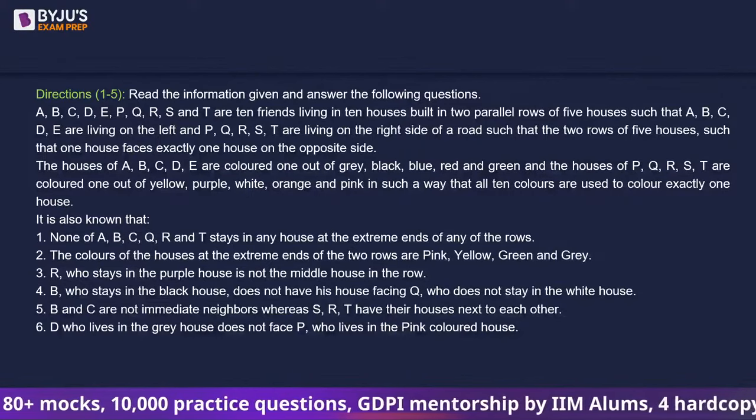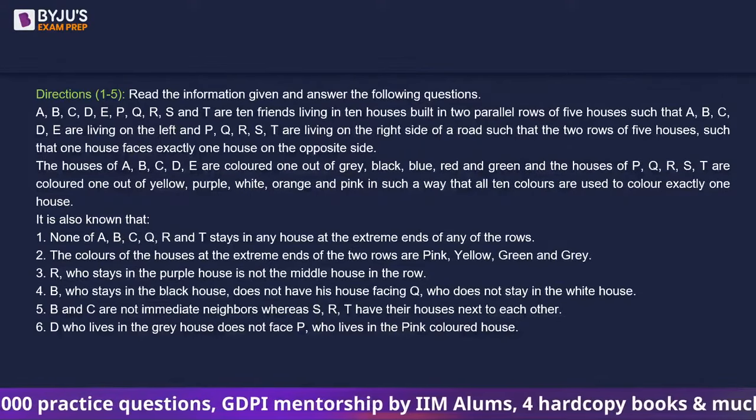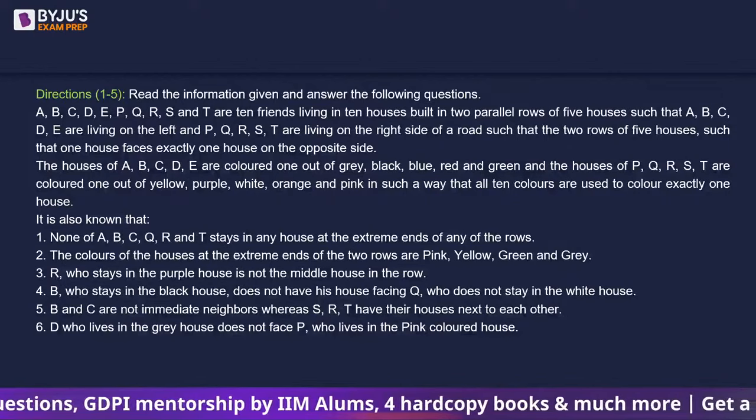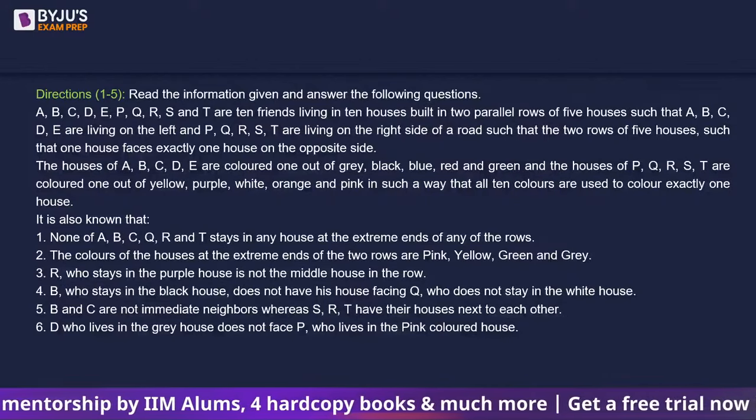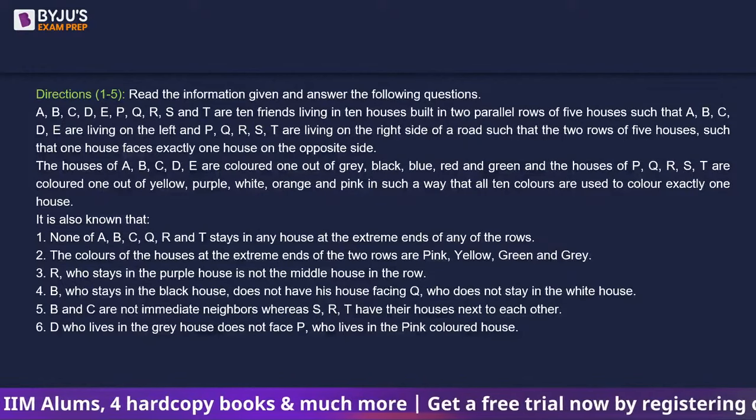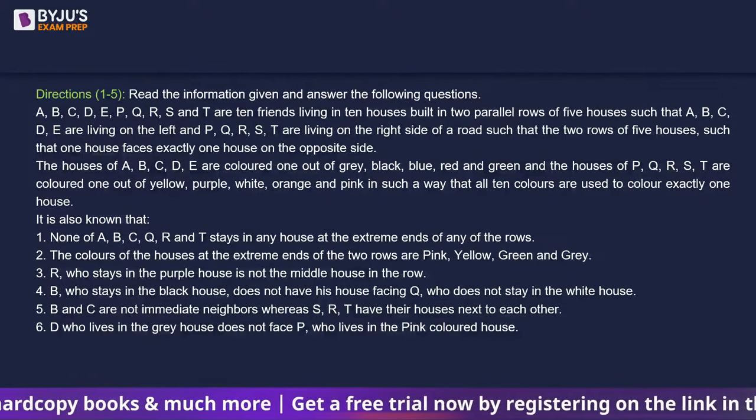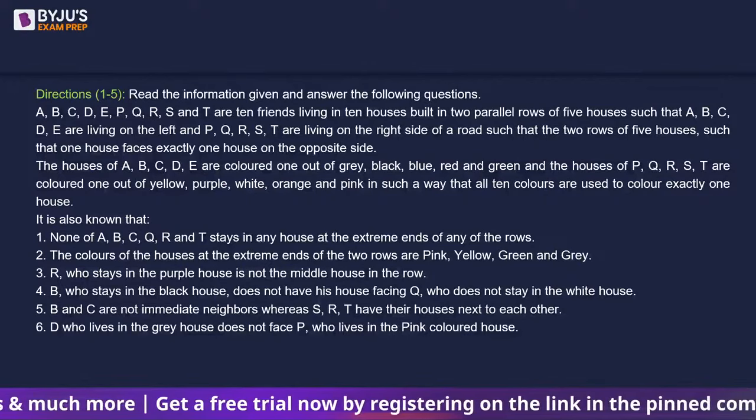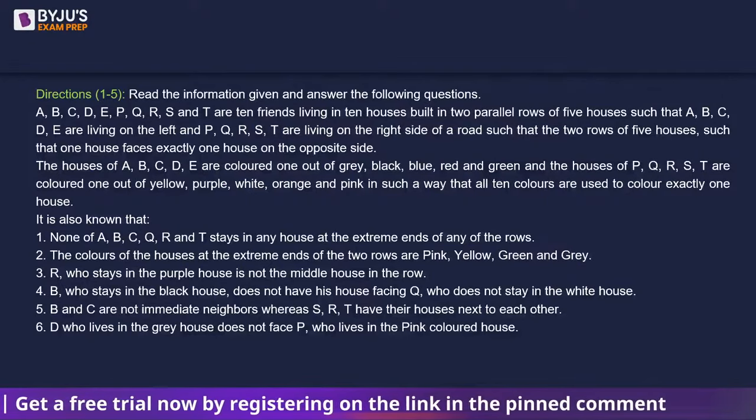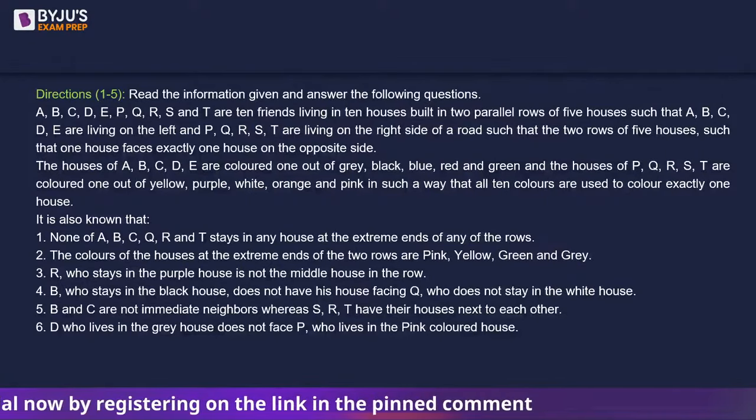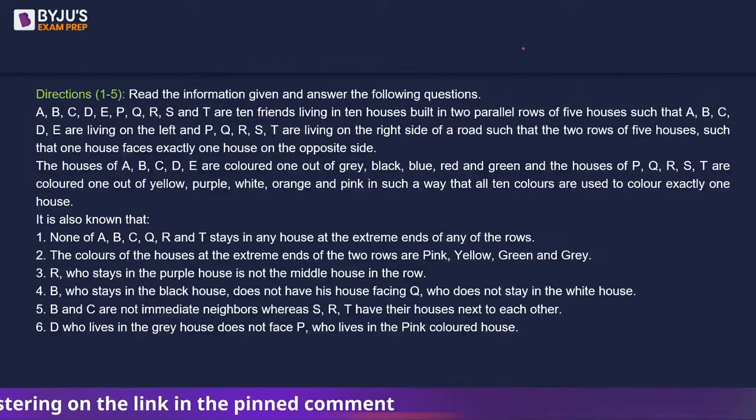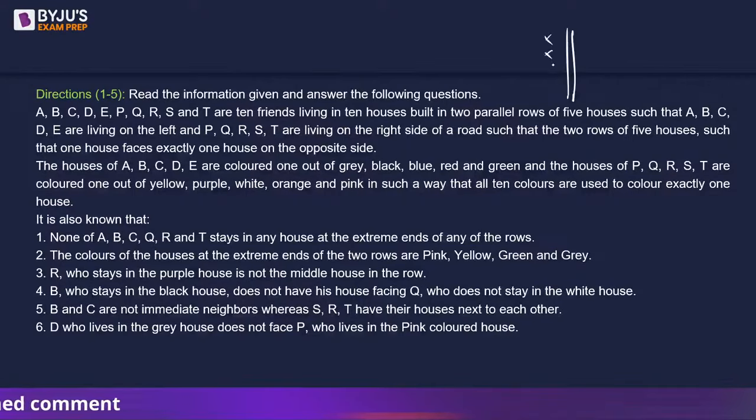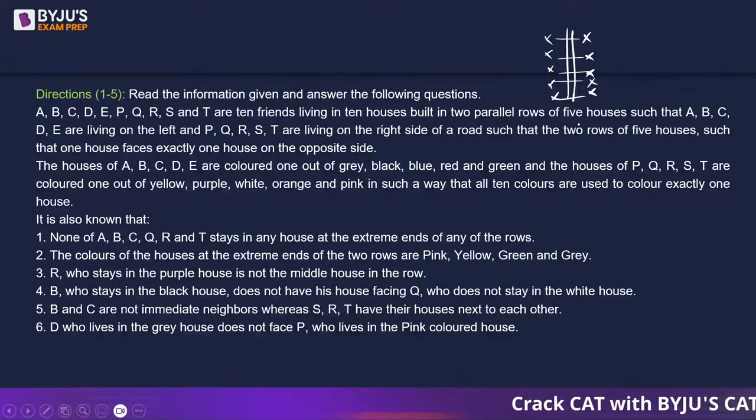A, B, C, D, E, P, Q, R, S, and T are 10 friends living in 10 houses built in 2 parallel rows of 5 houses, such that A, B, C, D, E are living on the left and P, Q, R, S, T are living on the right side of a road. Such that one house faces exactly one house on the opposite side. So this is the road. On the left hand side we have 5 houses and on the right hand side we have 5 houses, right? Such that every house has one house facing each other, right?